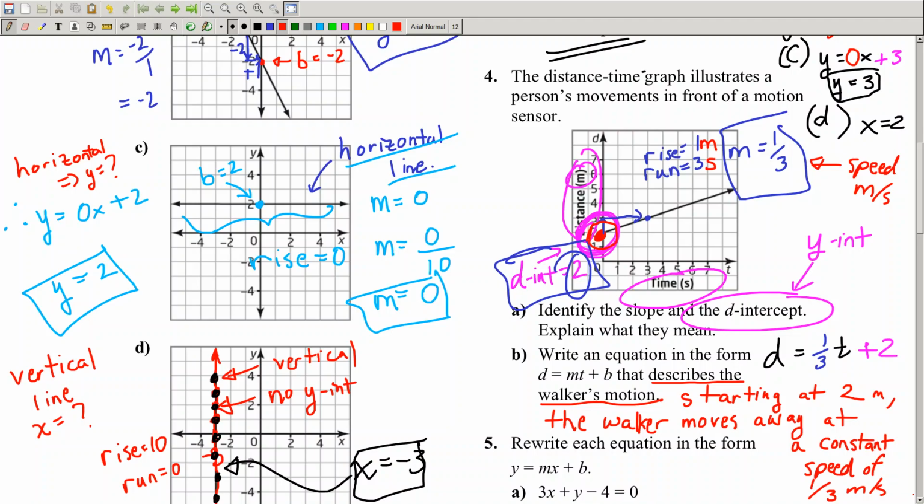And that's it. That is how we get the slope and y-intercept from an equation, and how we write the equation given the slope and the y-intercept.